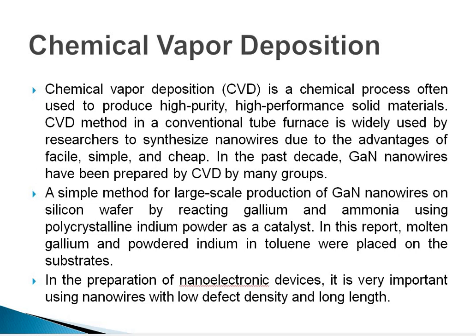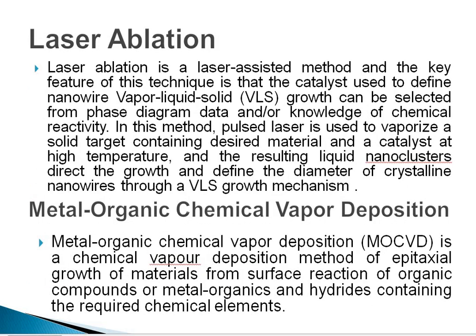A simple method for large-scale production of gallium nitride nanowires on silicon wafer is by reacting gallium and ammonia gas using polycrystalline indium powder as a catalyst. In the preparation of nanoelectronics devices, it is very important to use nanowires with low defect density and long length. So we have preferred this CVD method. Another is laser ablation and another is metal organic chemical vapor deposition.